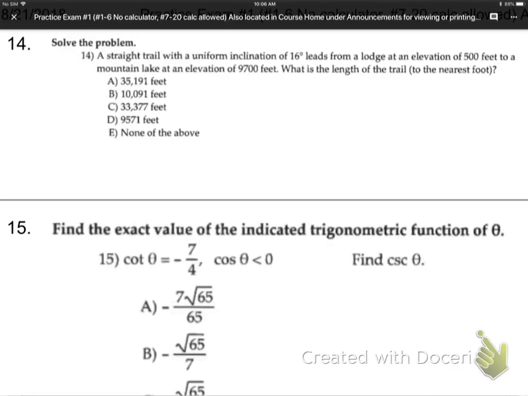Okay, a straight trail with a uniform inclination of 16 degrees leads from a lodge, elevation of 500 feet, to a mountain lake, 9,700 feet. What is the length of the trail to the nearest foot? Okay, I was just about to crank out a picture. So the triangle will look like this, in other words. So here's the trail. And you can make it go up, left, or right, whatever. But it goes from 500 feet up to 9,700.